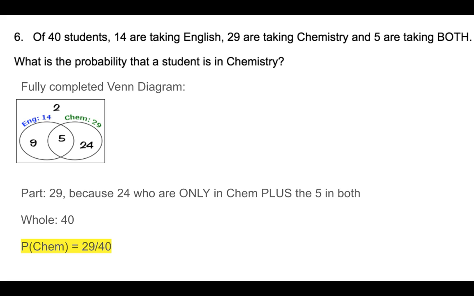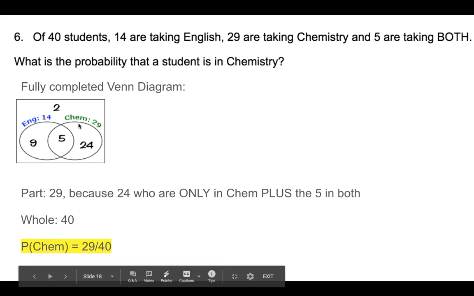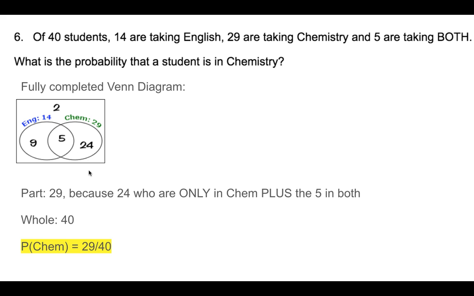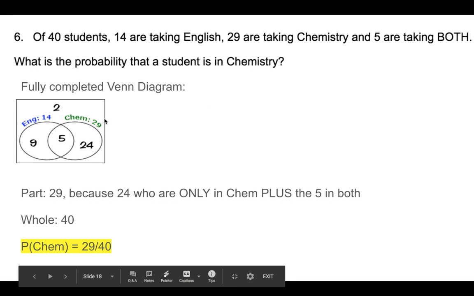So once you've completed your Venn diagram, it should look something like this. There's 29 total in chemistry. If 5 of them are in both, then 24 are only in chemistry. The probability that a student is in chemistry is what we were looking for. So if I think about chemistry, it's this entire circle.